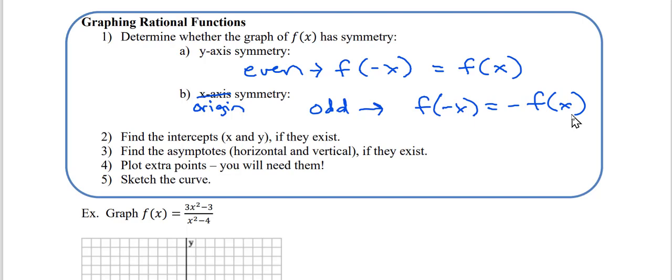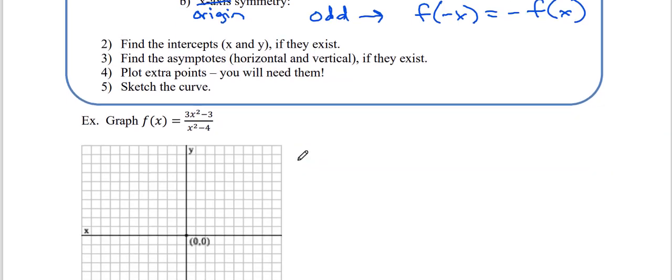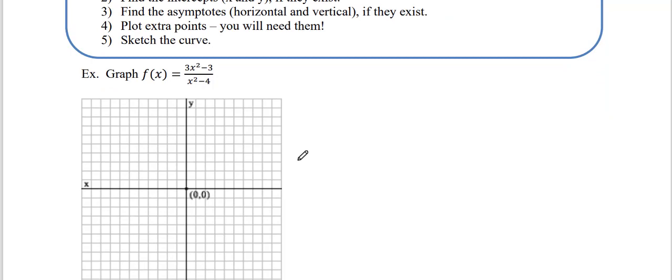Some functions are neither even nor odd. They won't have either of these symmetries, and that's okay. It tells us something too about the graph. Find the intercepts, always. We always want to know the x and y intercepts of a function. Find the asymptotes using the techniques we just talked about in the previous video. And then you'll need to plot some extra points, and then do your best to sketch the curve.